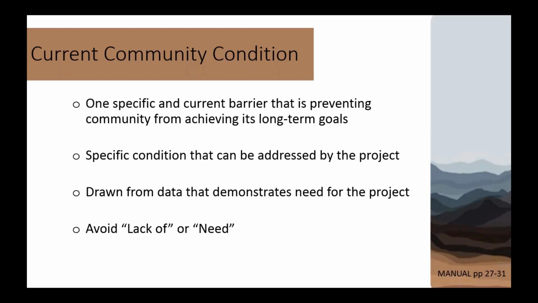So is it 1% of 200? Is it 1% of 5,000? Is it 1% of 15,000? You really need to provide that information because it makes it more compelling. So providing that information makes a really good community condition.